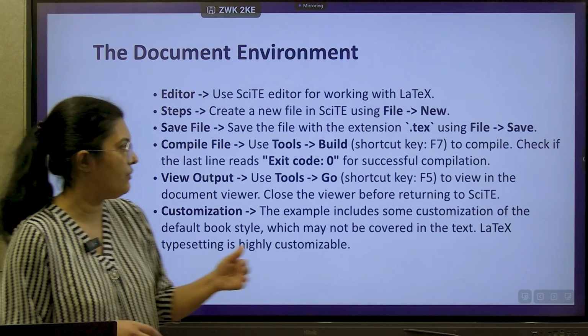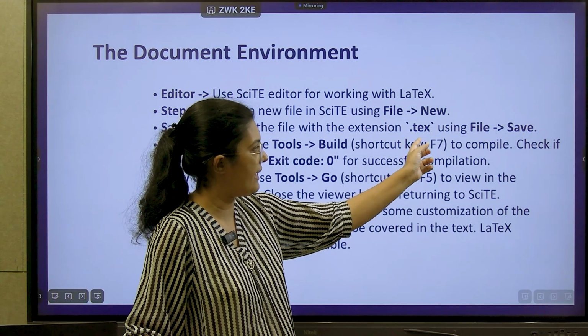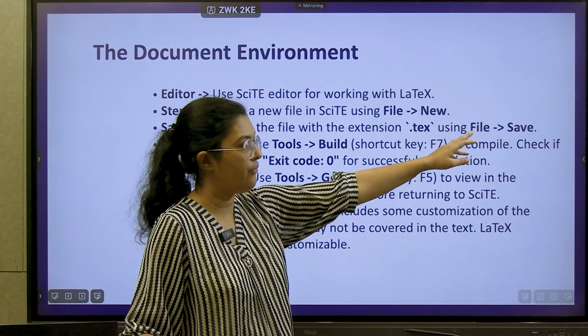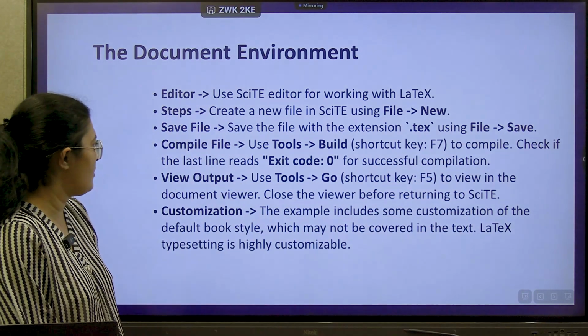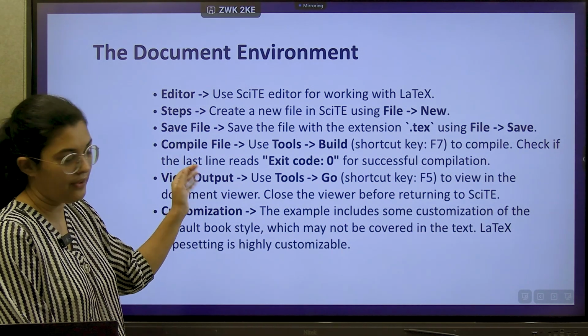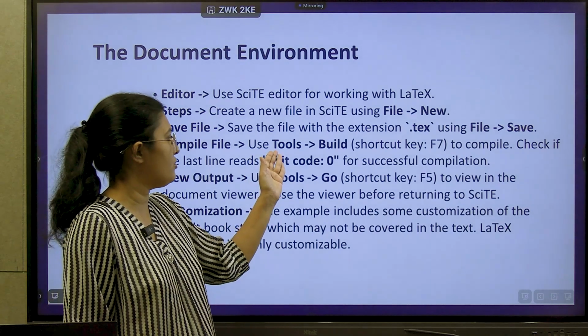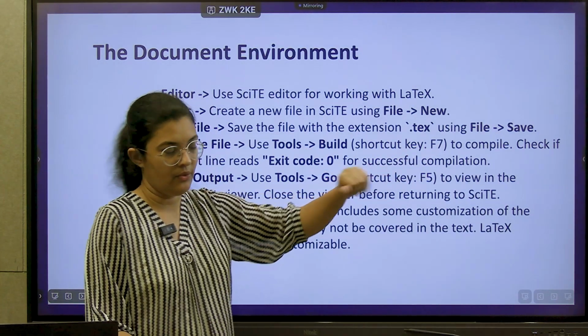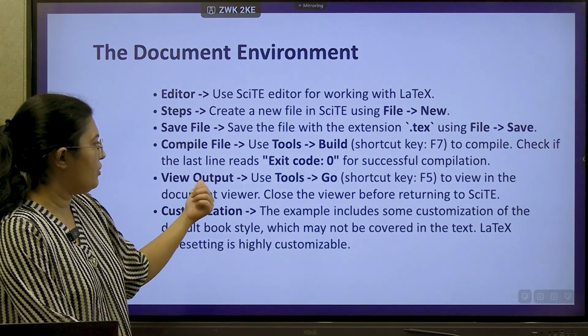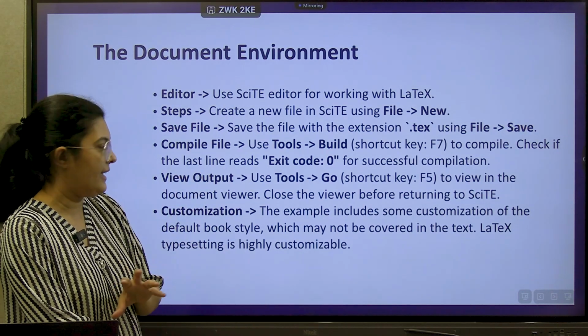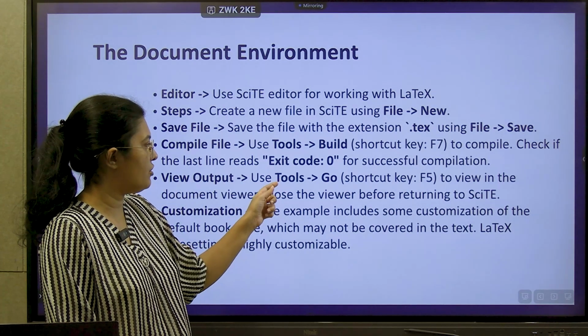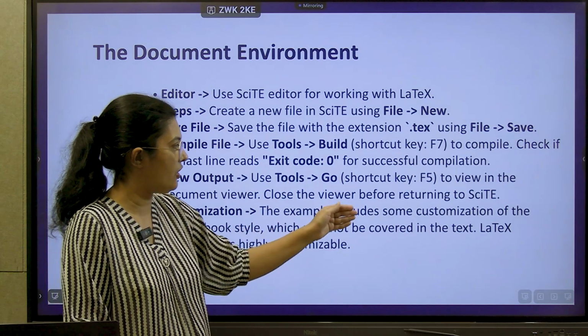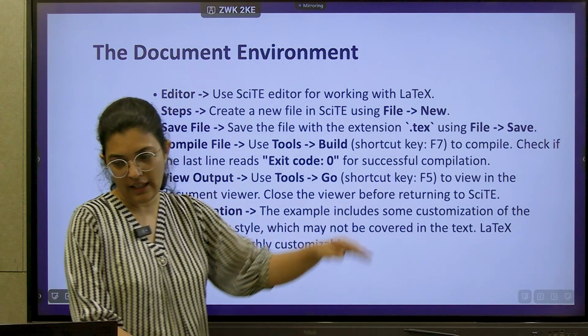After writing content, the file extension will be .tex, and you can go into File and Save to save the content. After that, we have to compile this file. To compile the file, we go into Tools and Build, and the shortcut key is F7. After that, if you want to view the formatted output of your file, you have to go to Tools and Go, and the shortcut key is F5 to view the output.